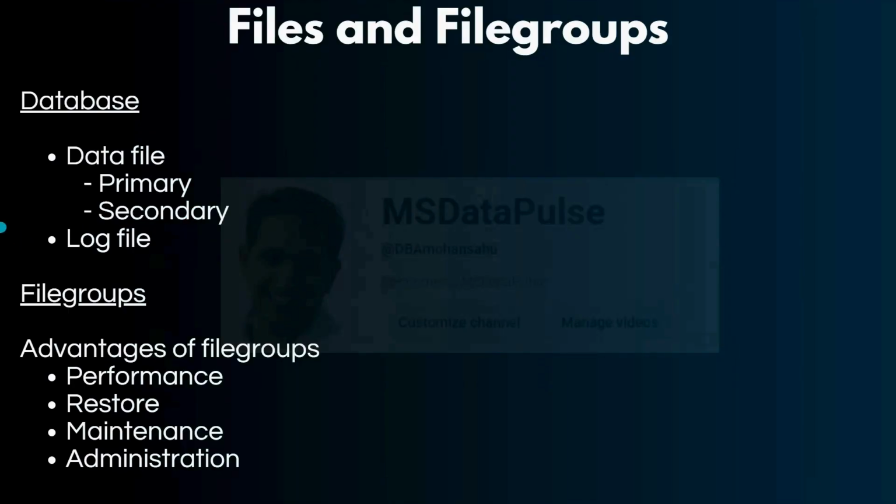Next is the secondary file. Secondary files are optional and usually have the .ndf extension, but again, it's not fixed. You can give it anything. You don't need a secondary file for a database to work, but DBAs use them for two main reasons. One is better performance. By creating secondary files on different physical drives, the database can read and write data faster because multiple disks are working at the same time. The other reason is growth. If your database becomes too large for a single disk, you can add secondary files on a new empty drive to keep growing.